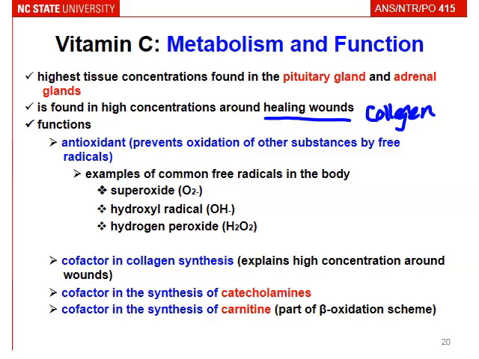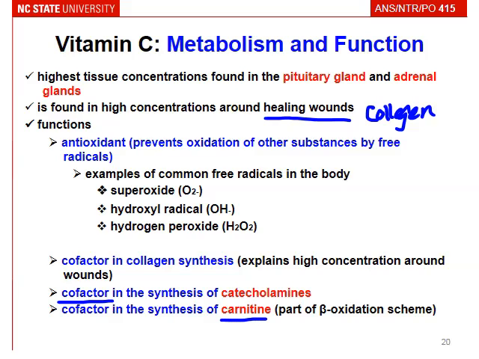It prevents oxidation of other substances by free radicals. The most common free radicals are superoxide, hydroxyl radical, and hydrogen peroxide. So this is one of its main functions, what we think about. In addition, we have collagen synthesis, which is why we have it high around wounds. It's also a cofactor for catecholamines. And it's also a cofactor in the synthesis of carnitine.